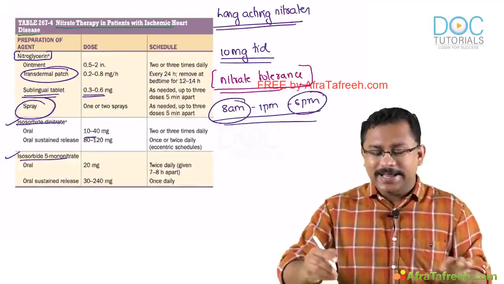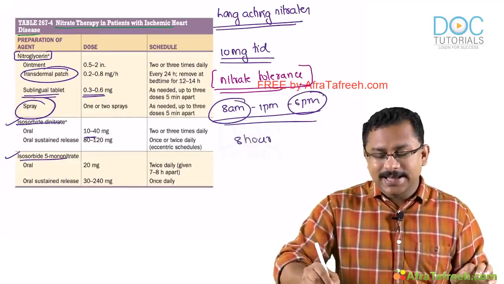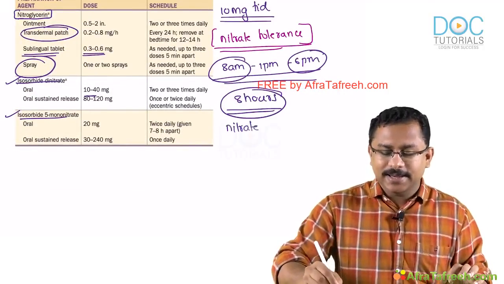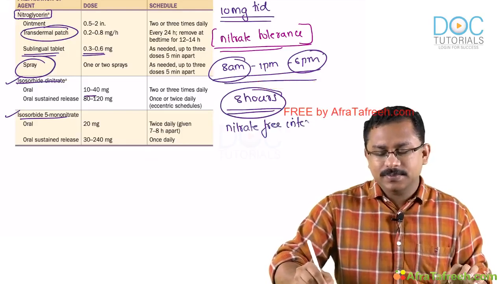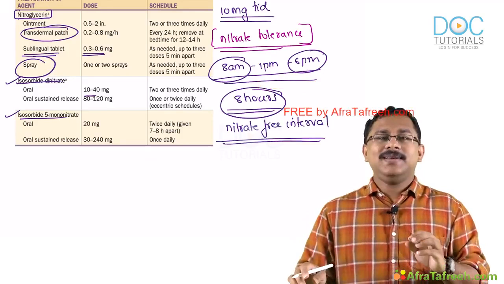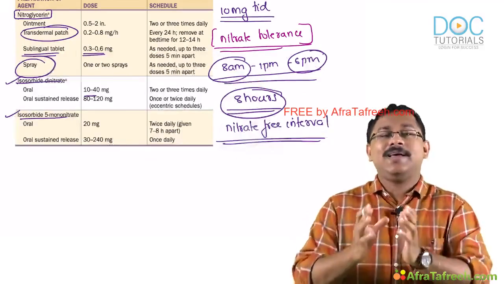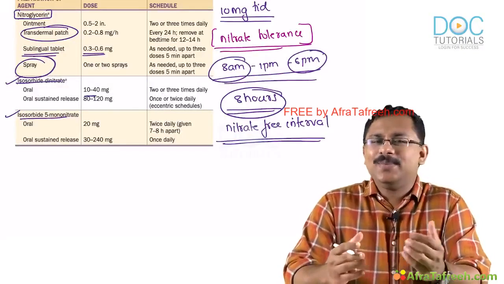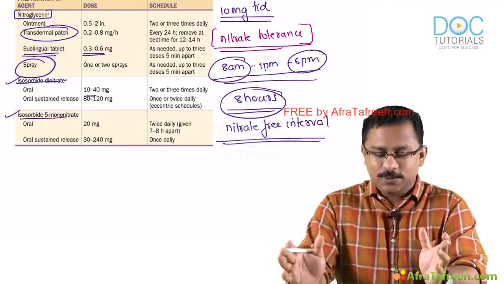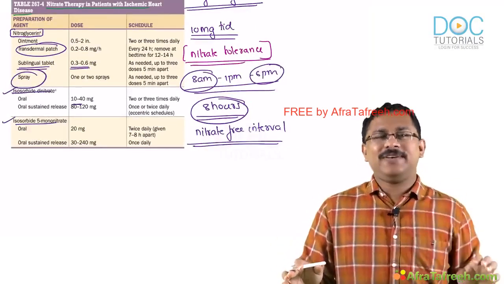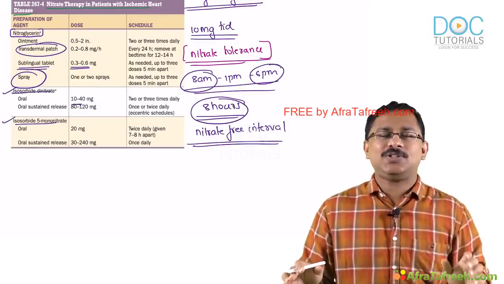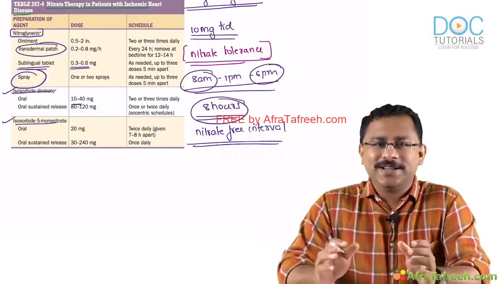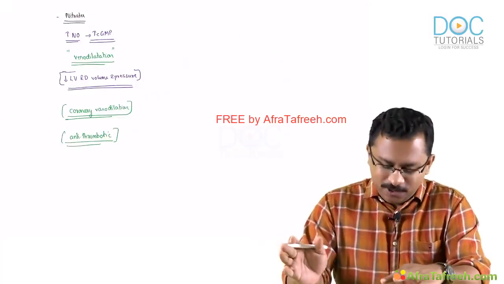The guidelines say that at least 8 hours of nitrate free interval should be there. So here you have 14 hours, well and good, but at least 8 hours of nitrate free interval should be there. Otherwise, there can be the development of nitrate tolerance. Okay, that is very clear. So that is the role of nitrates, both for aborting an acute episode as well as the role of long-acting nitrates for long-term management of chronic stable angina.